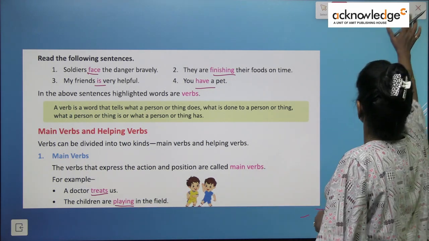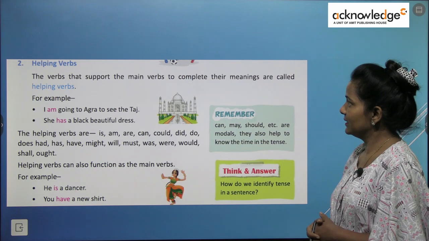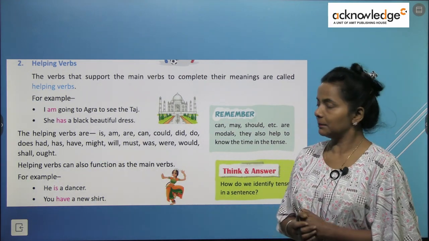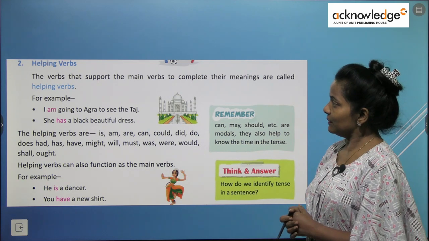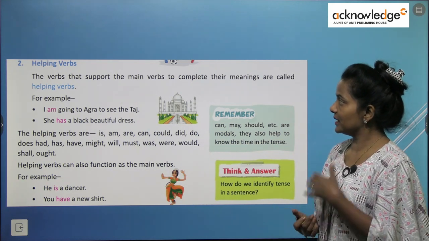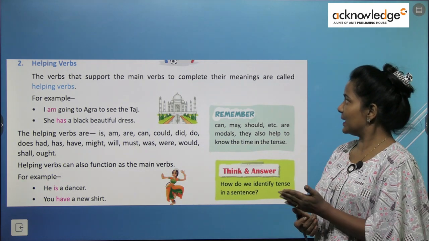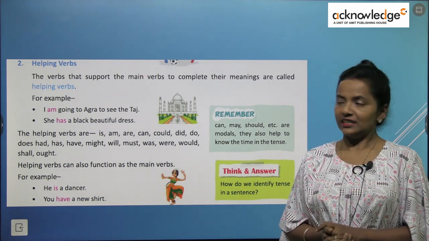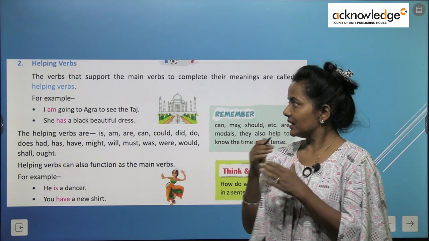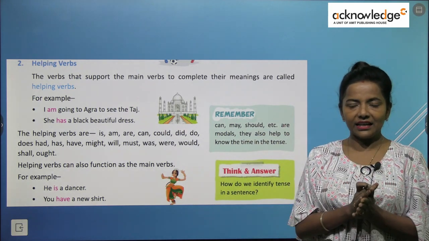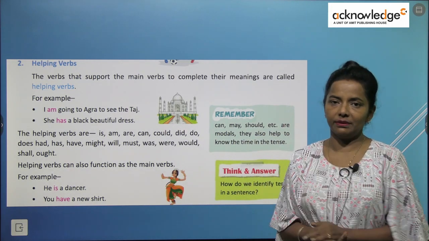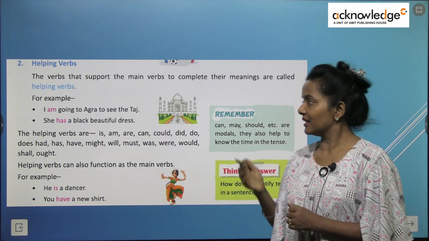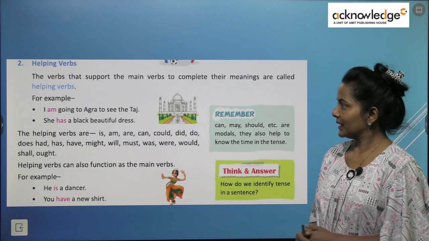फाइन. सो लेट्स मूव अहेड. नाउ वी कम टू हेल्पिंग वर्ब्स. अब ये हेल्पिंग वर्ब्स क्या है? मेन वर्ब हमने पढ़ लिया. हेल्पिंग वर्ब्स, द वर्ब्स दैट सपोर्ट द मेन वर्ब टू कंप्लीट देयर मीनिंग्स आर कॉल्ड हेल्पिंग वर्ब्स. जो वर्ड्स मेन वर्ब के साथ लगाए जाते हैं उनके मीनिंग को कंप्लीट करने के लिए, उनके अर्थ को पूरा करने के लिए, उसे कहते हैं हेल्पिंग वर्ब.